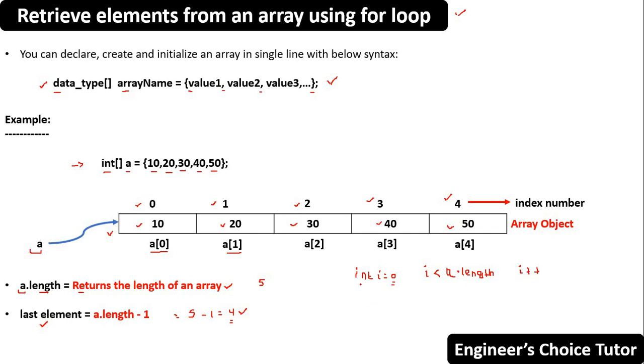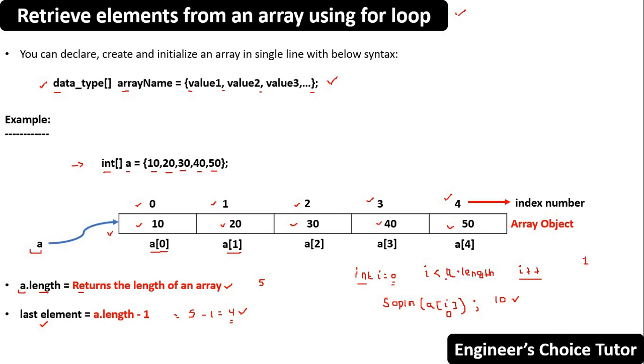Now tell me, the initial value is 0. If I print like this, System.out.println a of i, what will happen? See, i is equal to 0, so a of 0. A of 0 is the first element of an array, so I will get the first element of an array. Then I increment by 1, so now i becomes 1.